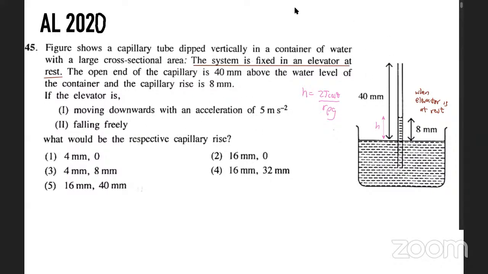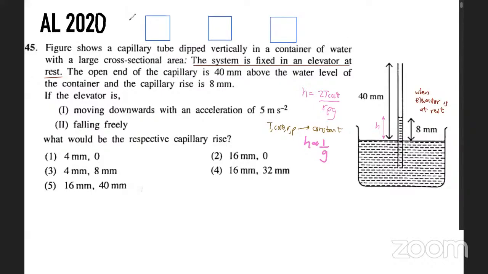So here they are maintaining T, cos theta, r, rho, all of them constant. If all of them are maintained constant, then for h and g you are going to get a relationship like this. So g, we know it's 10, but the g experienced by an object inside an elevator will change if the elevator has an acceleration. Now this is something we have done in mechanics. There are three scenarios we can quickly compare. What are those three scenarios? The first scenario is this.